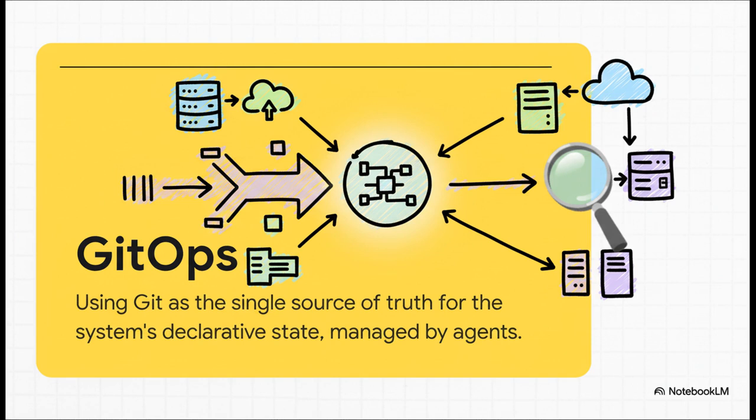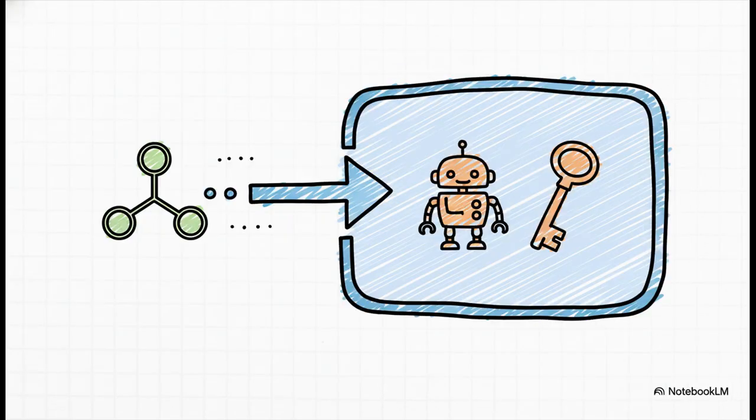So instead of that CI server on the outside pushing changes in, with GitOps, you have a little agent running inside your environment, and its only job is to constantly pull the latest desired state from Git. Now look at the security implications of this. The production credentials, they never ever leave the cluster. That huge attack surface we talked about, it's just gone.